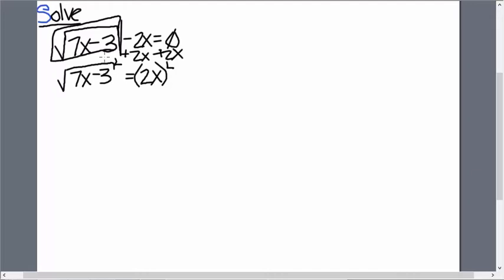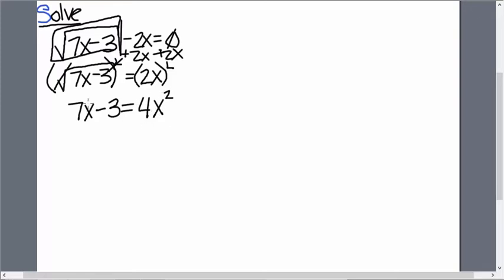Now, I want this side in parentheses. I think the parentheses are going to be important. Squares and square roots kill each other off. So 7x minus 3 equals, now (2x) squared, that means 2x times 2x. Or in other words, this little squared term is going to go to each of the pieces. So this is 4x squared, right? 2 squared times x squared.